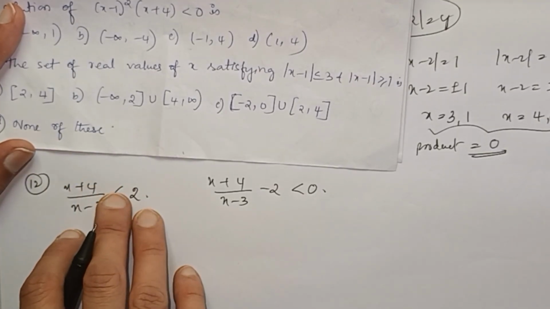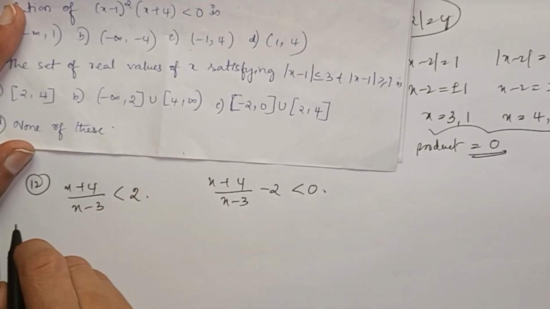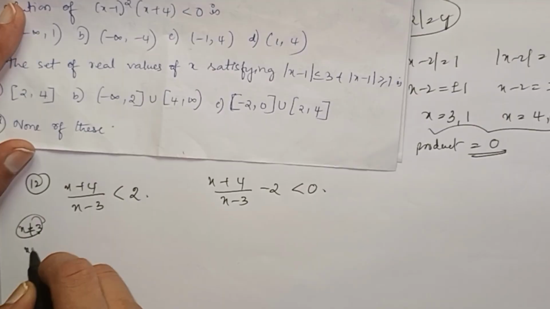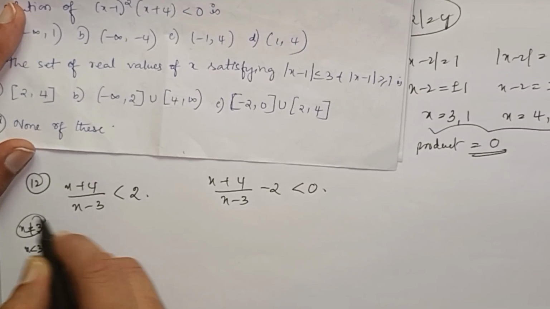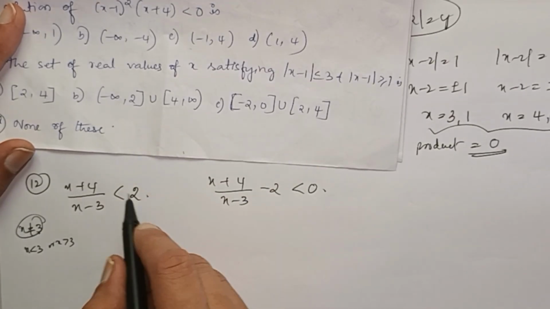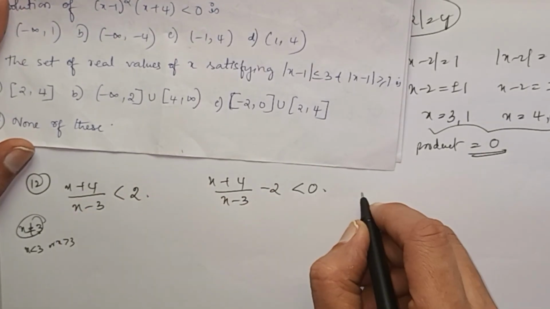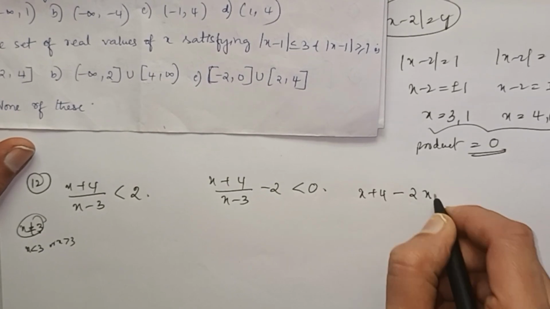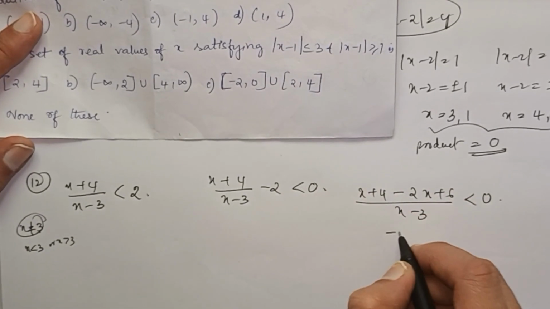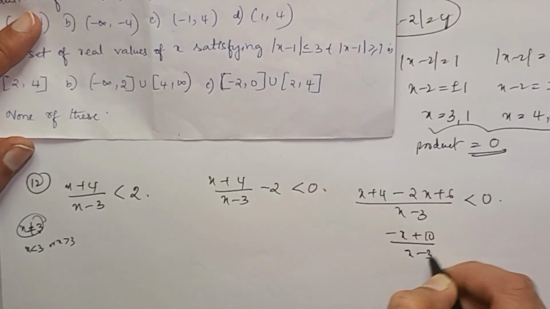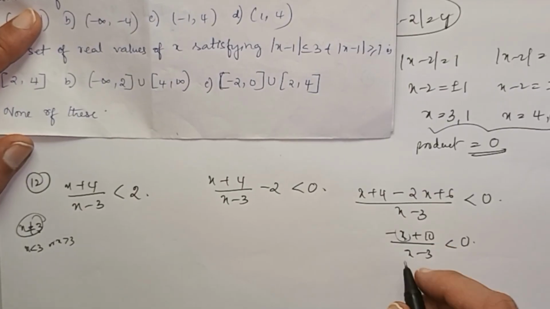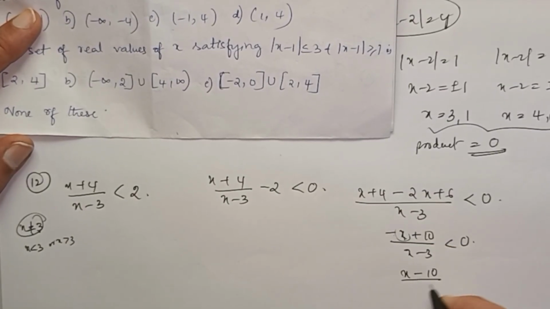Only one set of solution it gives you, because if cross multiplication, it means x not equal to 3. x not equal to 3 means x less than 3 or x greater than 3. Two cases will come. You have to separately find for two cases. Instead of that, better you take 2 to the left hand side and take LCM. x plus 4 minus 2x plus 6 divided by x minus 3 less than 0. So this gives you minus x plus 10 by x minus 3 less than 0. x should be first always, and its coefficient must be positive. So take minus outside. x minus 10 by x minus 3.